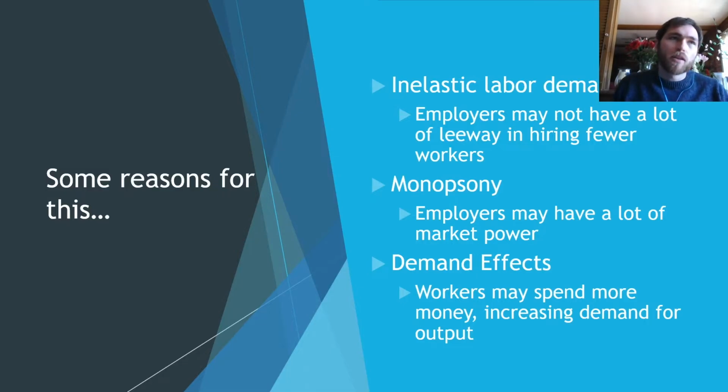So sometimes demand effects may offset increased costs of production for firms for having to hire more expensive labor by increasing sales, for instance. And this is a non-exhaustive list, but these are just some reasons why in the real world, when minimum wages go up, we don't often see employment go down.